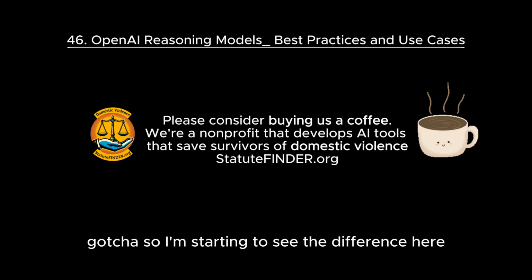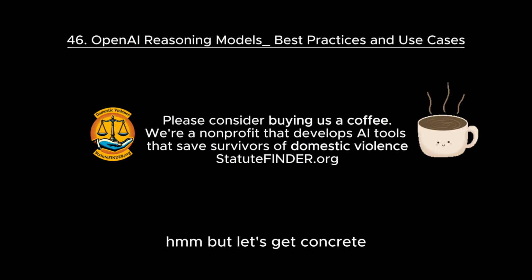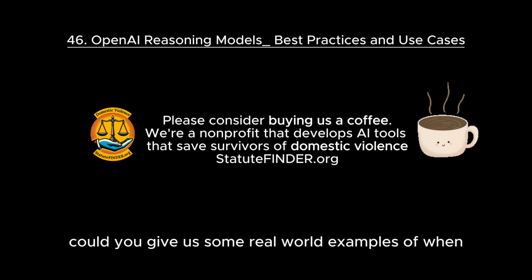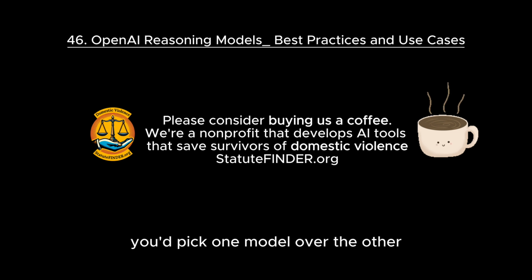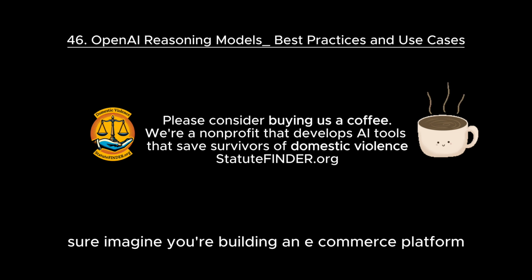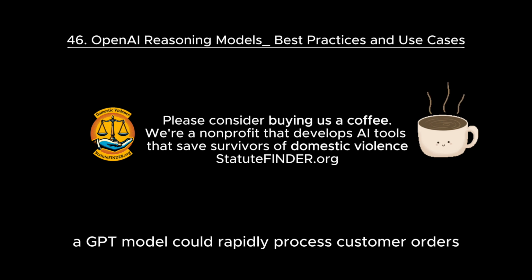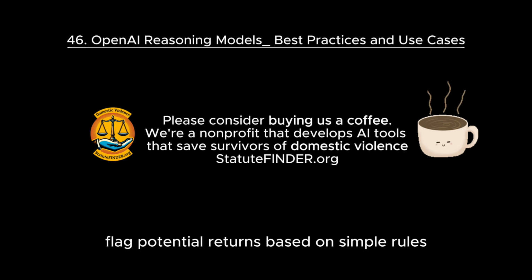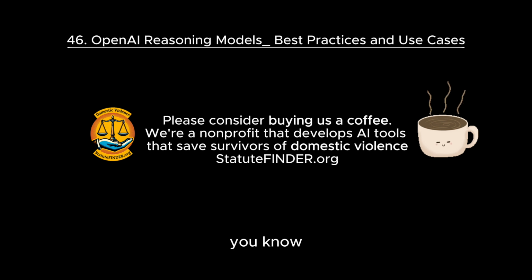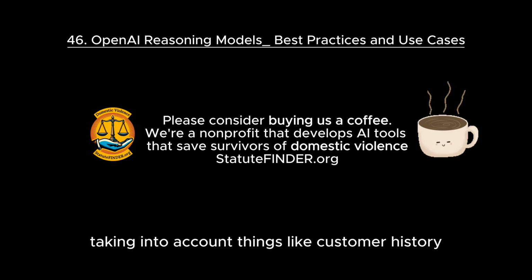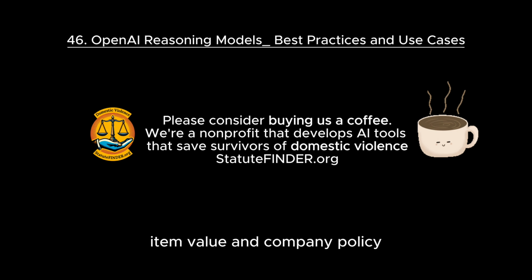Gotcha, so I'm starting to see the difference here. But let's get concrete. Could you give us some real-world examples of when you'd pick one model over the other? Sure. Imagine you're building an e-commerce platform. A GPT model could rapidly process customer orders, flag potential returns based on simple rules. But for that final decision, taking into account things like customer history, item value, and company policy, you might turn to a reasoning model for that nuanced judgment call.